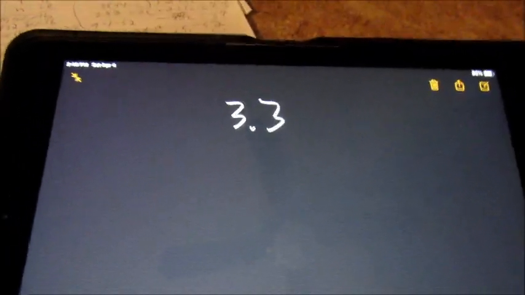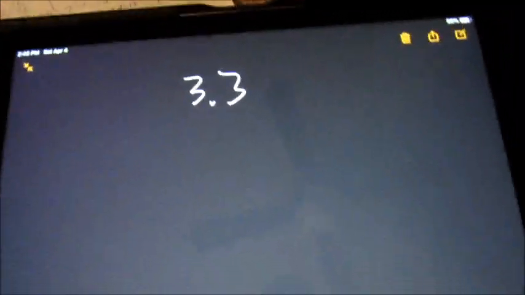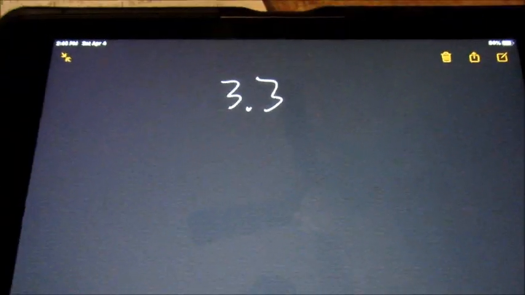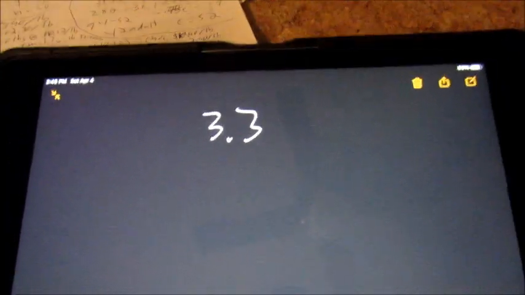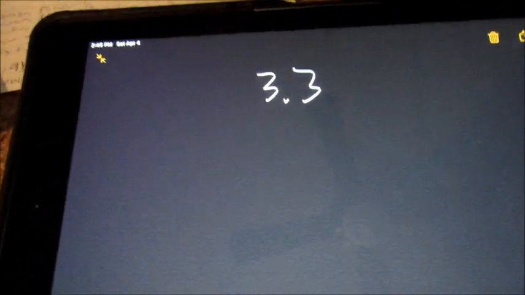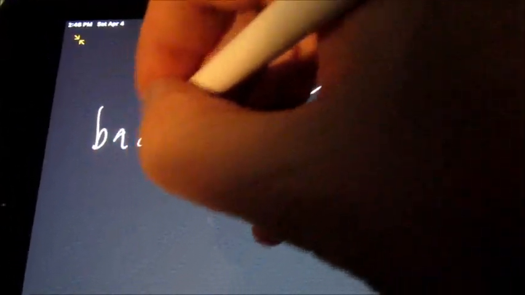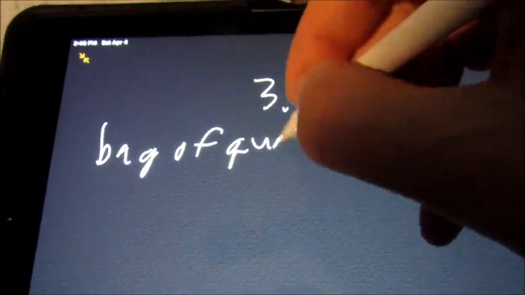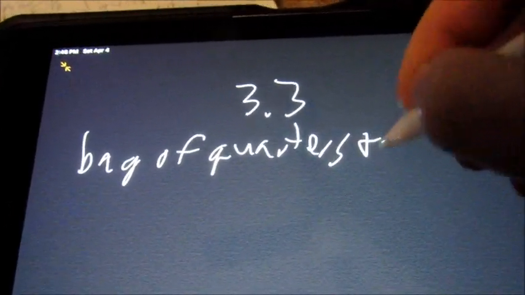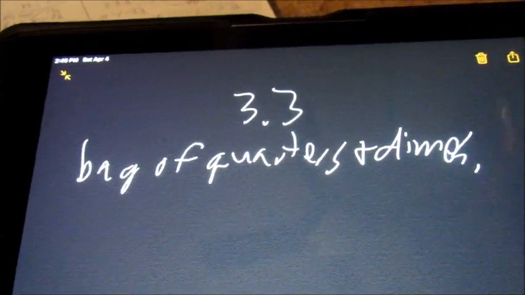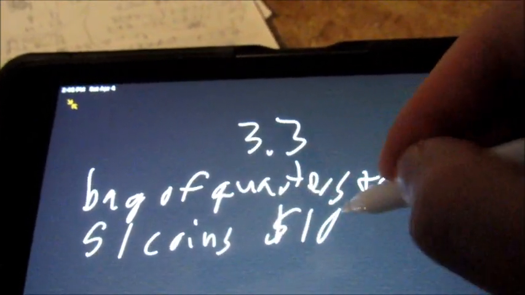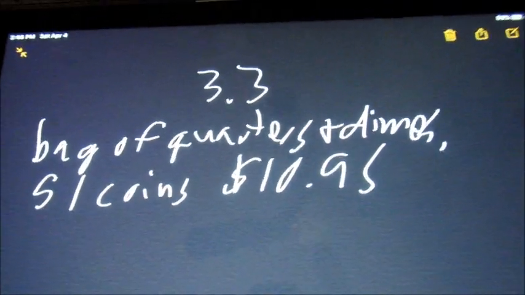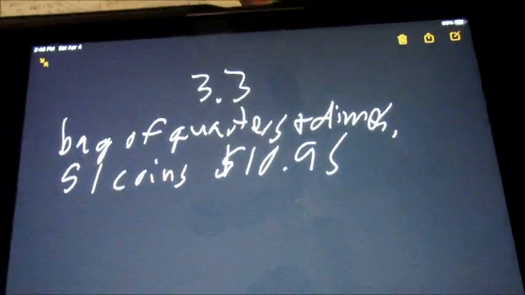3.3 is called solve mixture problems or applications. And it's all about problems where you're mixing 2 or 3 things together and you're trying to find out how much of each there are. So for instance, you're going to have something like a bag of quarters and dimes. You have a total of 51 coins and they add up to $10.95. And you have to figure out how many of both of them there are.